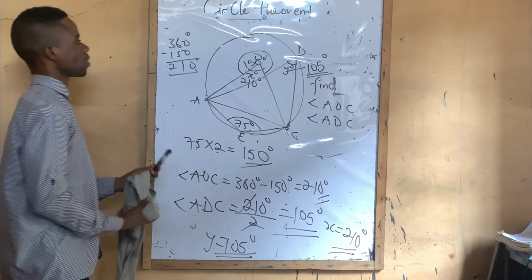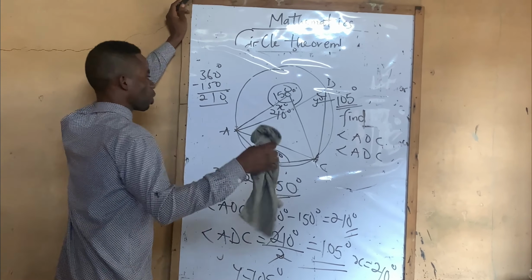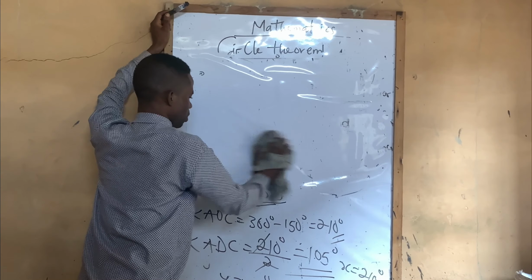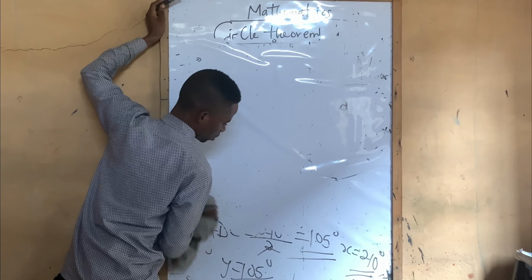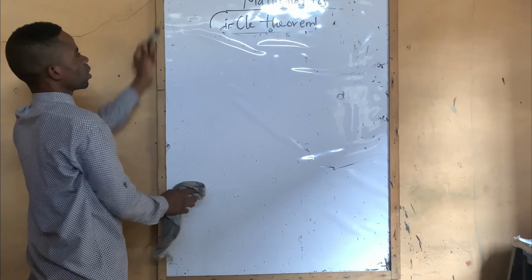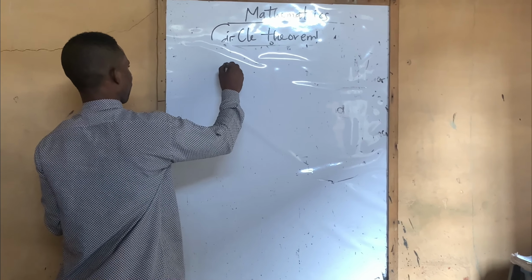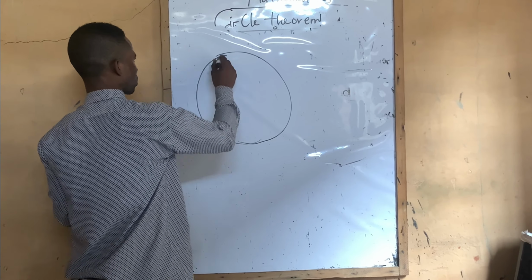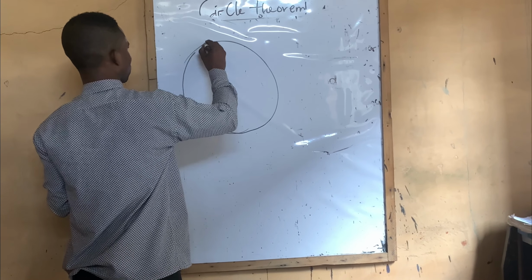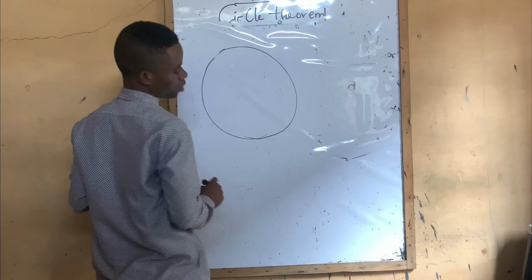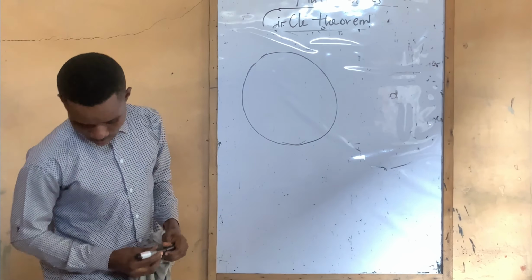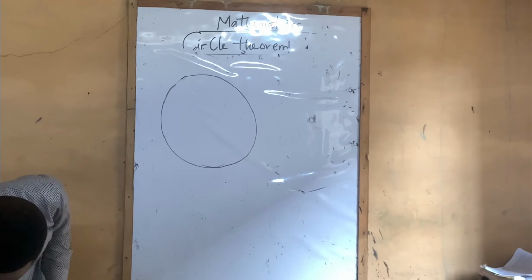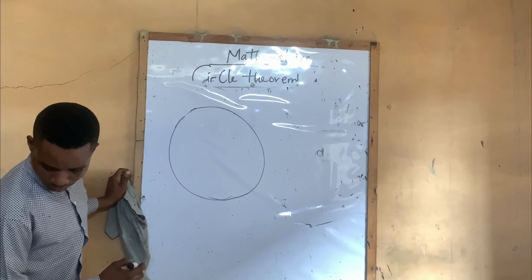Now, lastly, how can this theorem 1 come again? It can also come like this. Check. I say it comes like this.